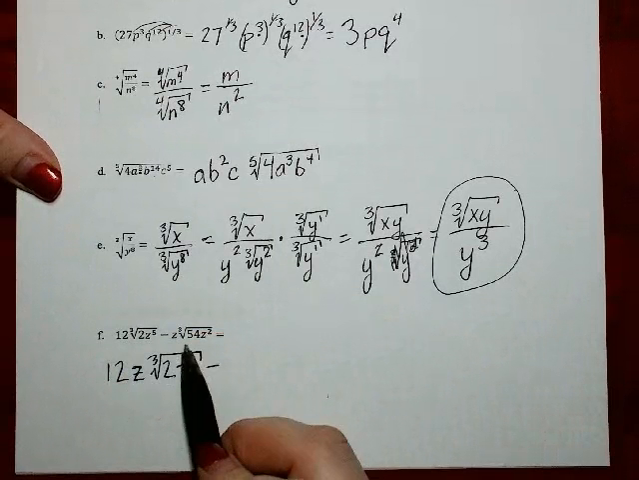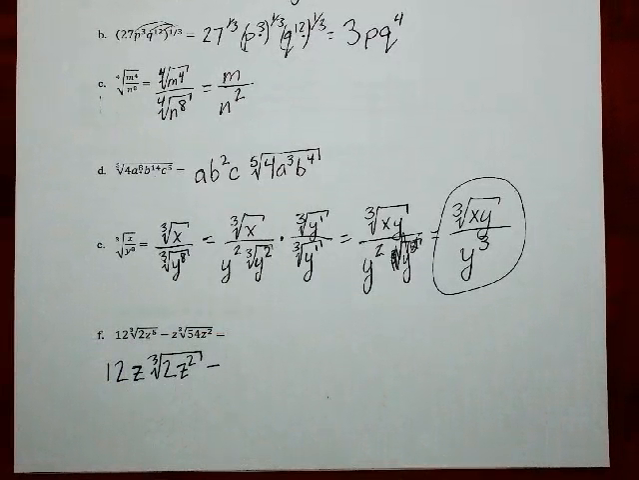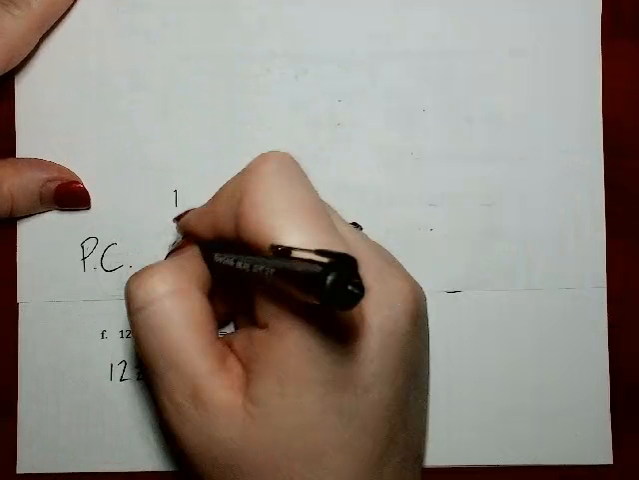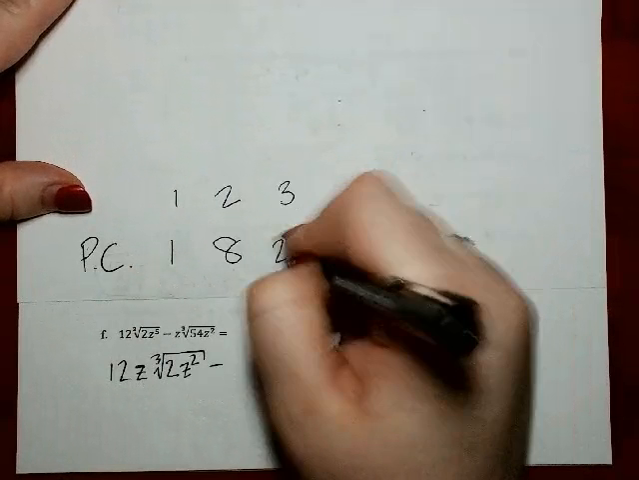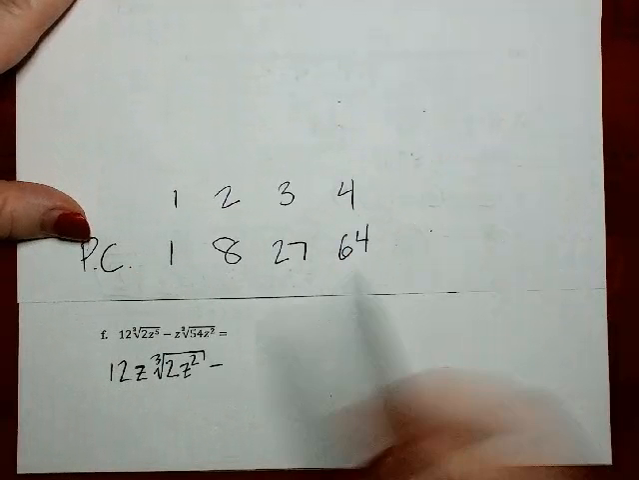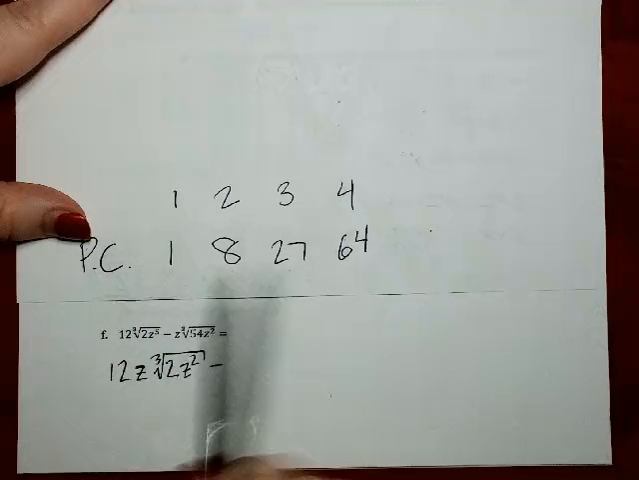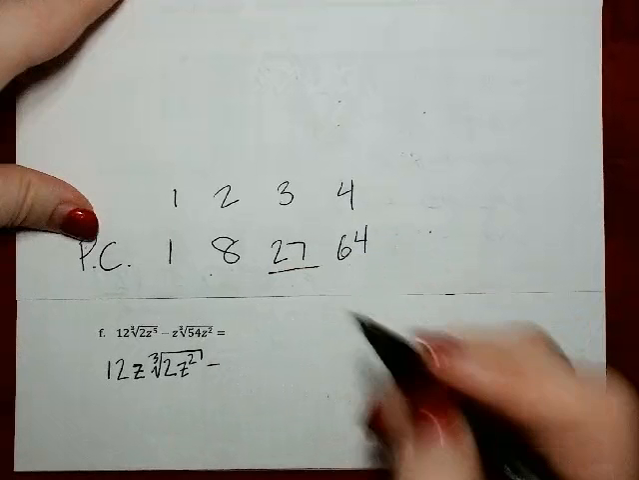Minus, now 54 seems like a pretty big number to stay in there. So I'm going to list my perfect cubes again. So perfect cubes. 1 times 1 times 1 is 1. 2 times 2 times 2 is 8. 3 times 3 times 3 is 27. 4 times 4 times 4 is 64. 64 is more than 54, so I can stop. Okay, I need to look and see, do any of these numbers go into 54 evenly? And yes, it's 27 again.